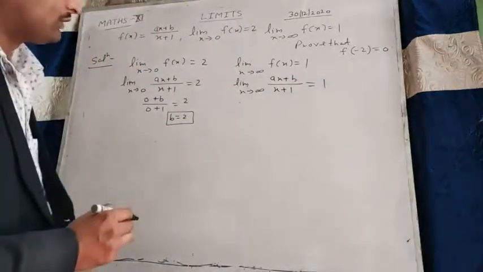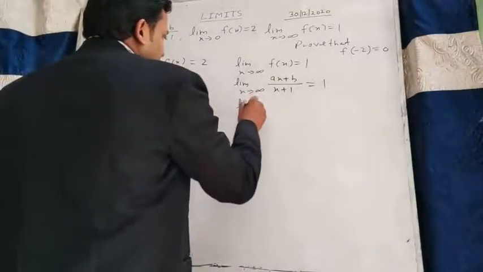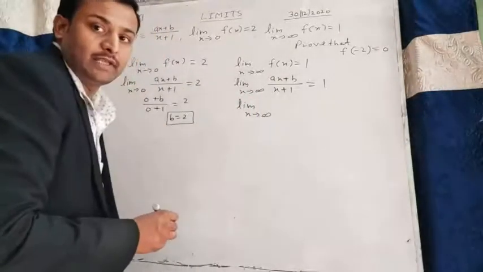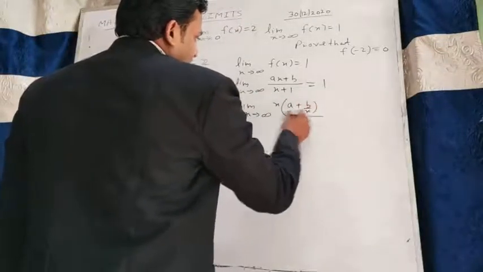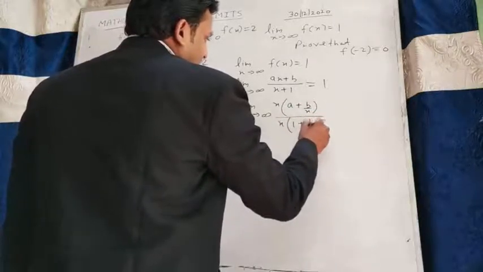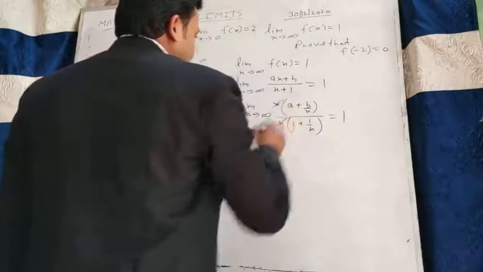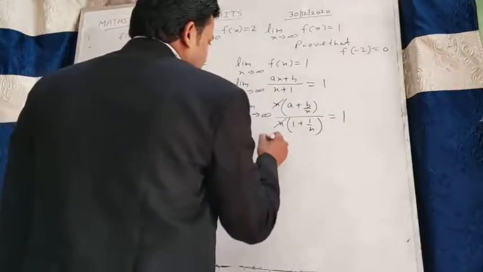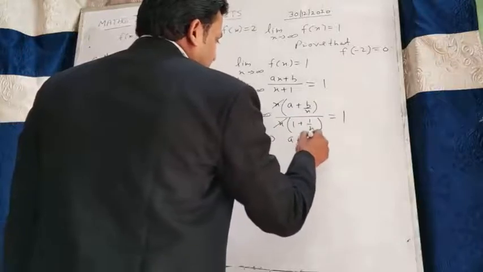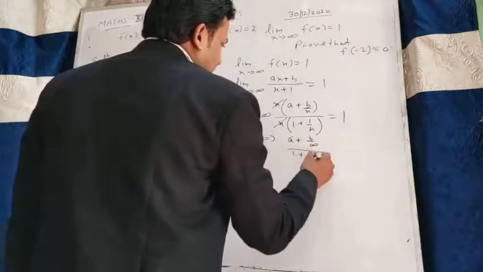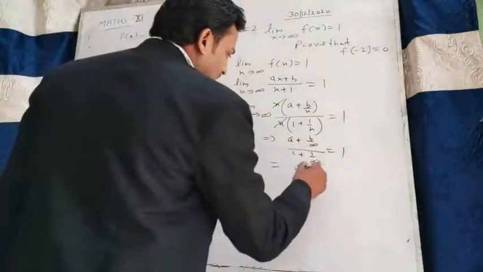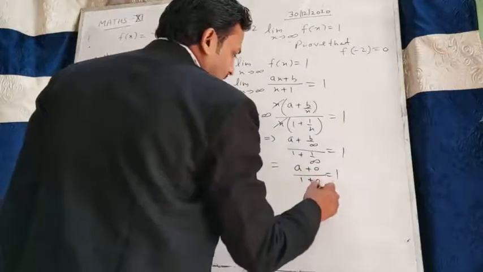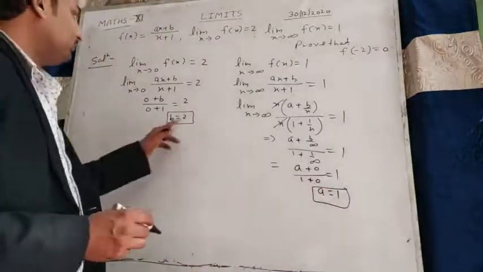Okay student, so for solving this, we will write our limit as x tends to infinity, so we will take x outside from numerator and denominator, and we get (a + b/x)/(1 + 1/x), which is equal to 1, and we are putting our limit, which is infinity. So we are getting from here, this term will be 0, and here 1 + 0, so we get a is equal to 1. So we are getting our a is 1 and b is 2.